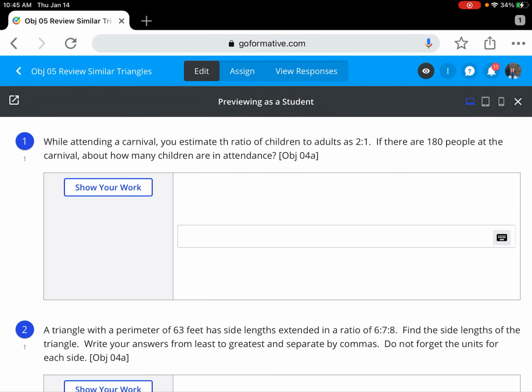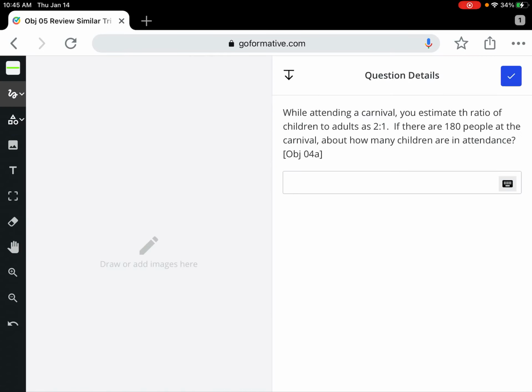Okay, review for similarity. So here we go. While attending the carnival, you estimate the ratio of children to adults. So I like to write this: C to A is 2 to 1. There are 180 people total. Okay, so how many children are in attendance?